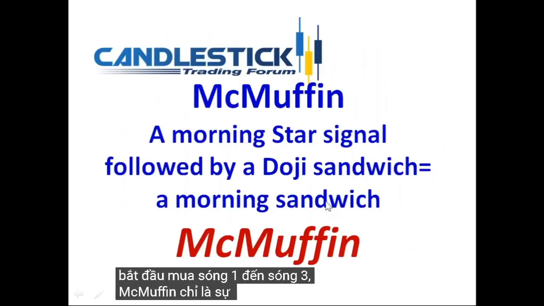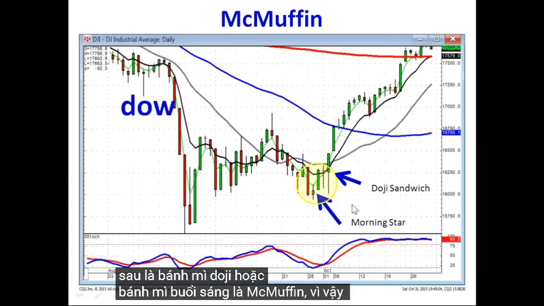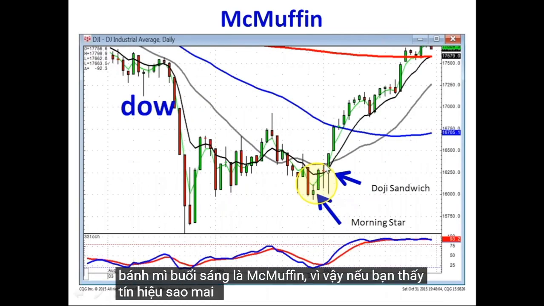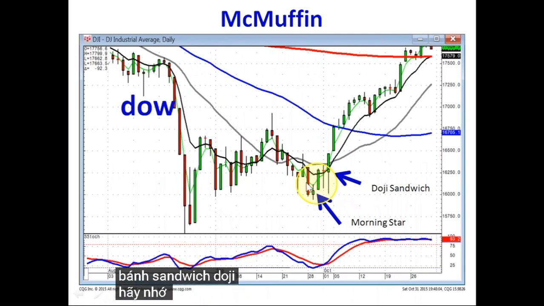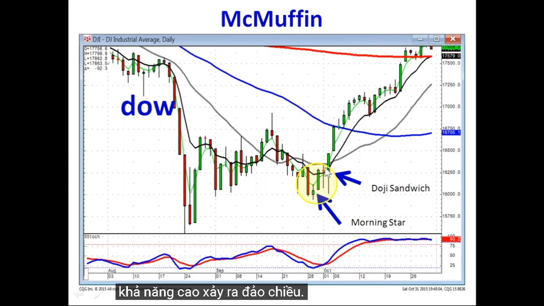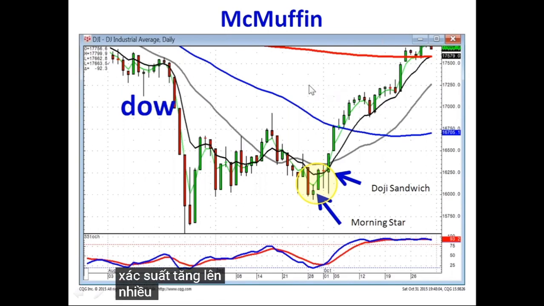The McMuffin is just a combination of the patterns. A morning star signal followed by a Doji sandwich, or the morning sandwich, is the McMuffin. If you see a morning star signal followed by a Doji sandwich, remember, a morning star signal is one of the 12 major signals that gives you a high probability a reversal has occurred. A Doji sandwich is a high probability pattern telling you the bulls have taken control. You add those two together as a McMuffin, and your probabilities are increased that much more.